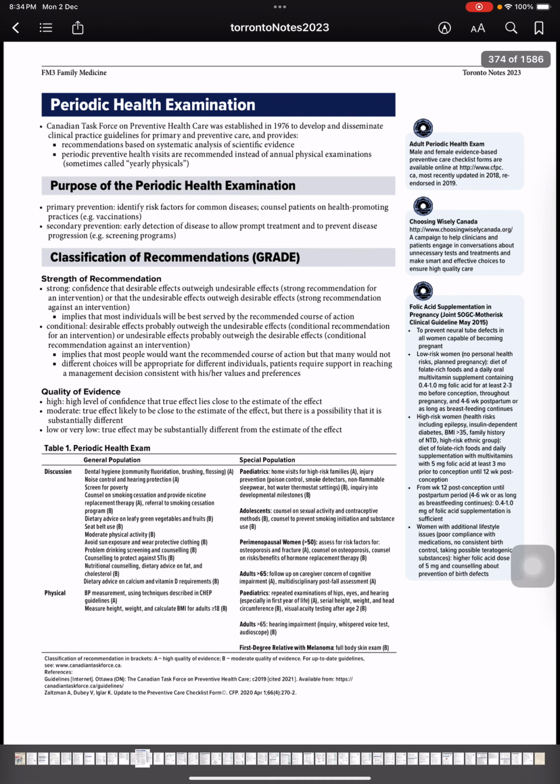Why do you want the patient to come and see you every 3 months or every 6 months? Primary and secondary prevention. What is primary prevention? Always remember these with the examples they give you. Primary prevention is vaccinations. What is secondary prevention? It is the screening program. So, what is the difference between both?